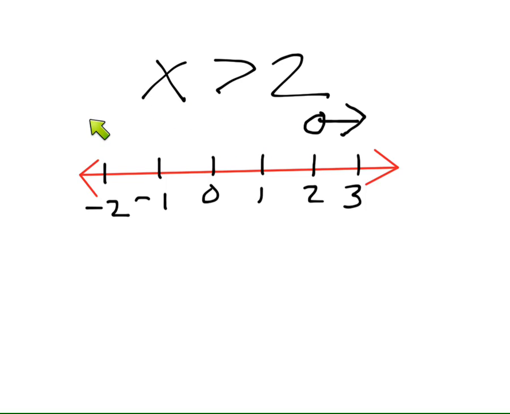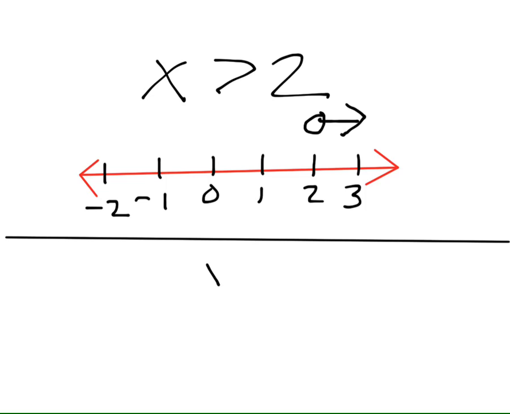No. And the reason this circle is open, what I mean by open is it's not filled in, is because 2 would not work. Because if you put 2 in here for x, that's false. That's not a true statement. So this is the way we represent these inequalities. So let's look at another one here.